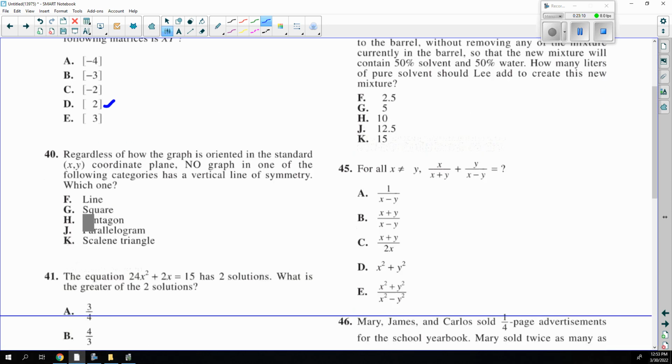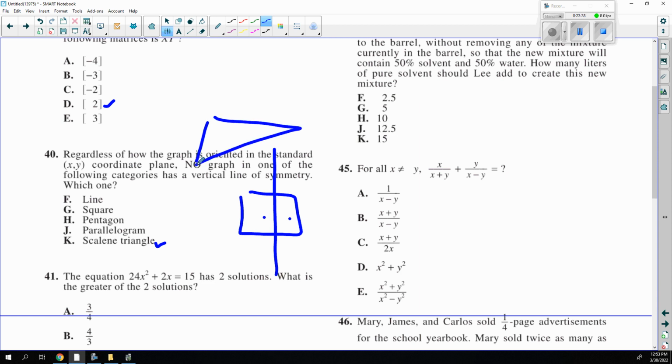Tough for me. No line of symmetry would be a scalene triangle. Line of symmetry would be something that would divide it in half. So like a square would have a line of symmetry. These two sides equal. A pentagon would. A parallelogram would. It's a scalene triangle with no sides equal. It would be impossible to have a vertical line of symmetry.